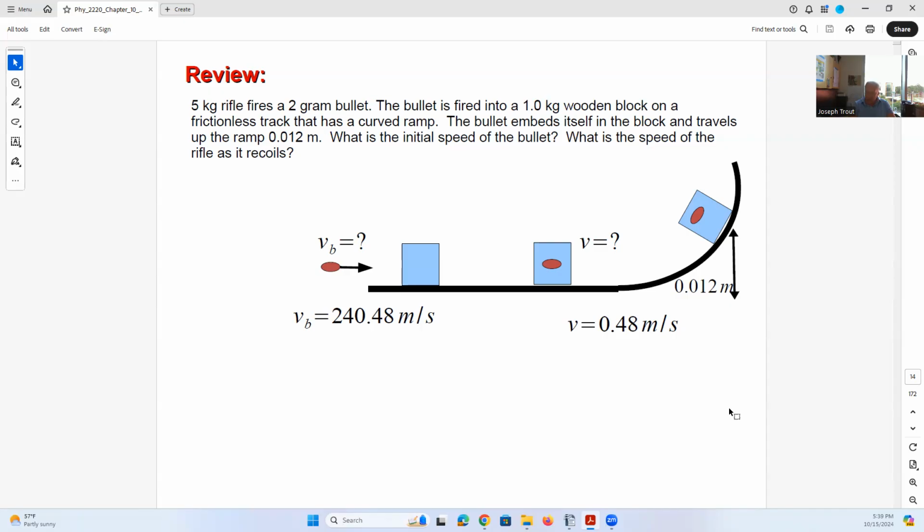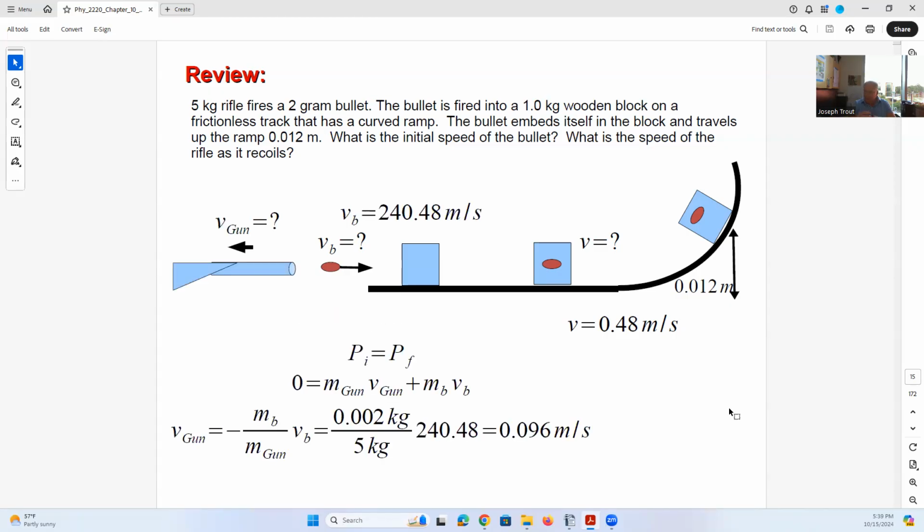How about the recoil of the rifle? We want to know the velocity of the gun. Let's say we just hold the trigger and hold on to the gun. This would be the velocity that you feel that you have to absorb in your shoulder, wherever you're holding the gun.